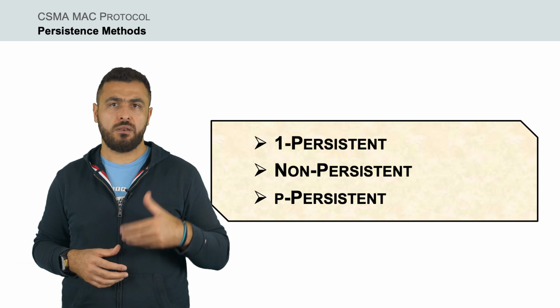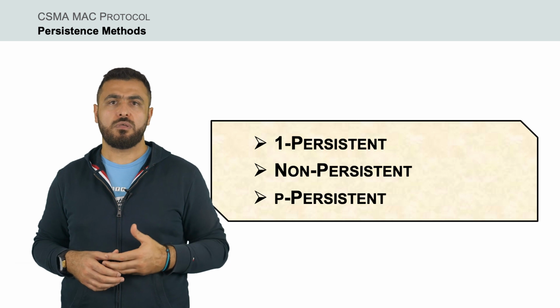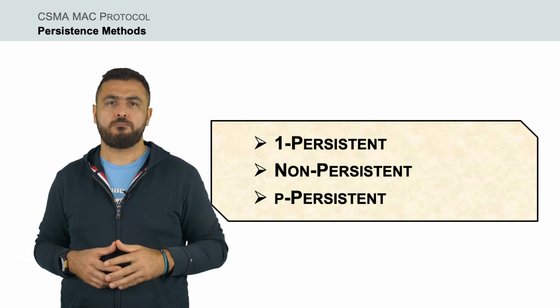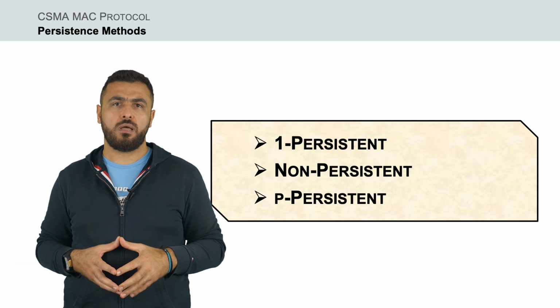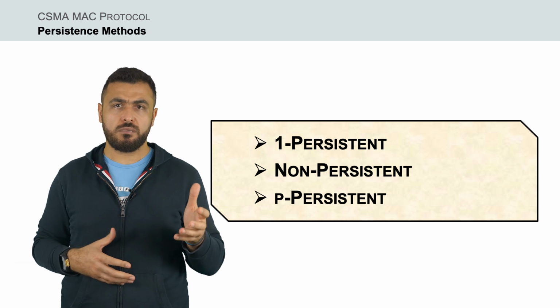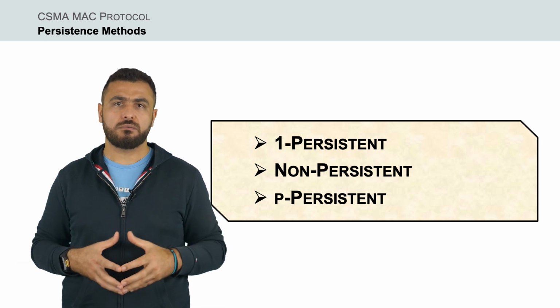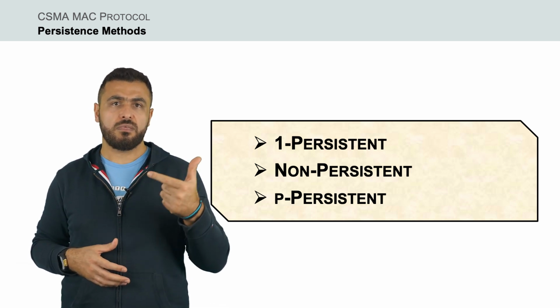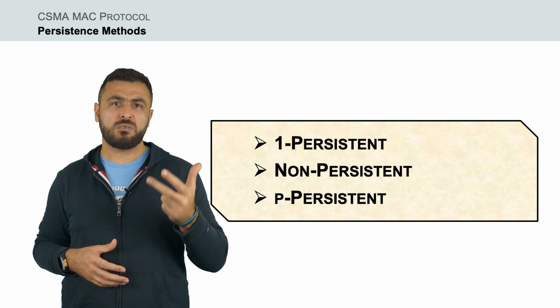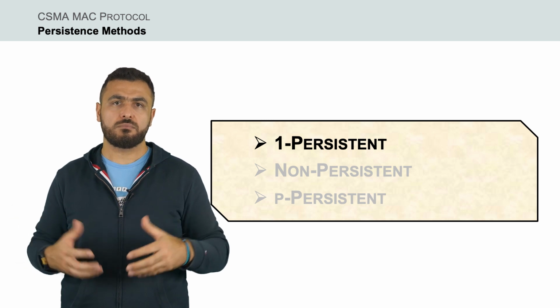The last part of this video is on the persistent methods in CSMA. So far, we have seen an overview of the CSMA MAC Protocol, the potential collision scenarios, and the vulnerable time in CSMA. In the following, we are going to talk about what a node should do if the shared transmission medium is busy or idle. To answer this question, 3 methods have been defined: the one persistent, the non-persistent, and the p-persistent method. Let's start with the one persistent CSMA method.